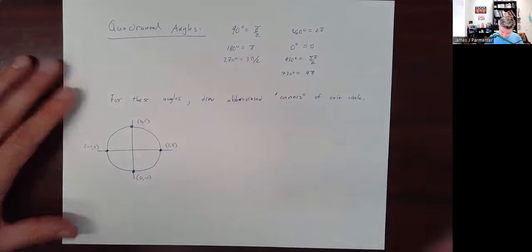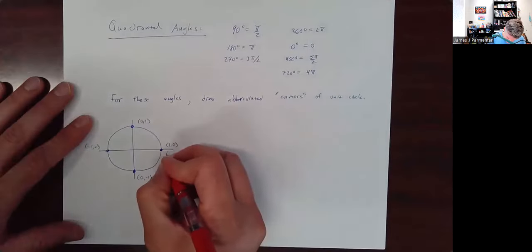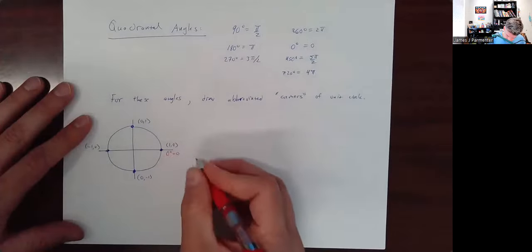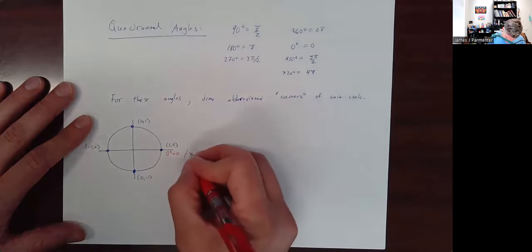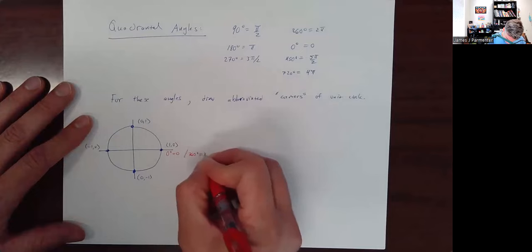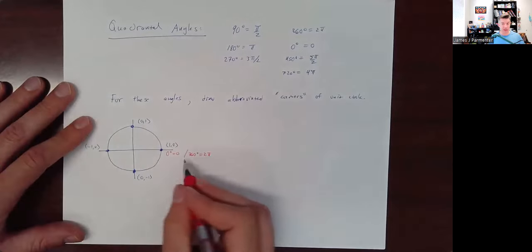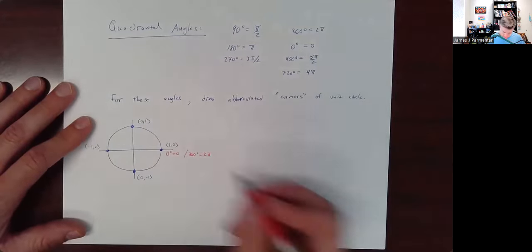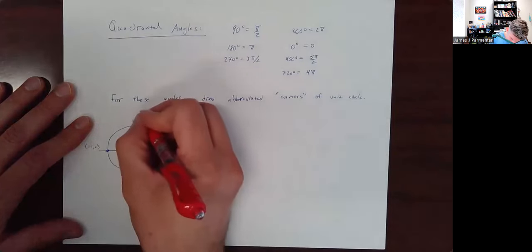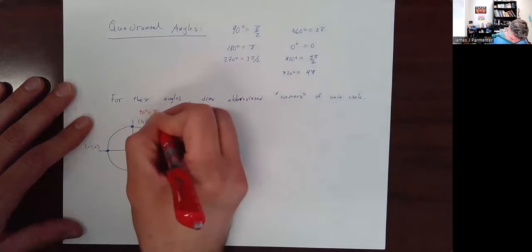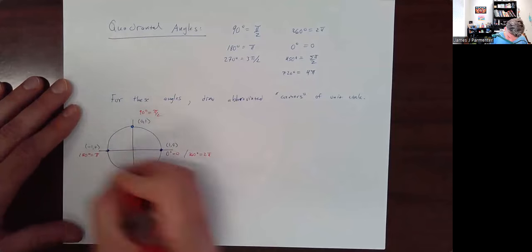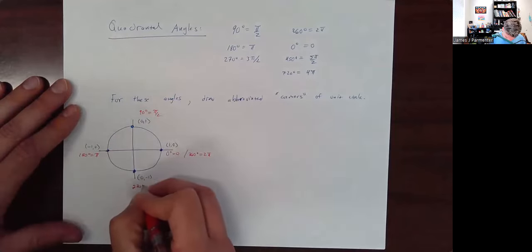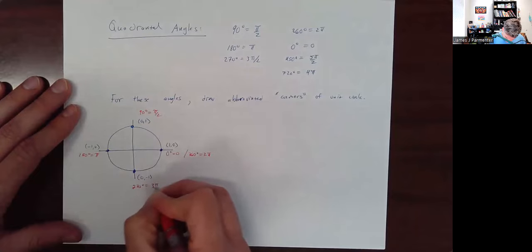And then the angles. Here, the angle is 0 degrees or 0 radians. And then if you've made a full revolution, it's 360 degrees, 2 pi radians. These are not the same angles, but they are coterminal. Up here, you have 90 degrees, which is equal to pi/2 radians. Over here, you have 180 degrees, which is equal to pi radians. Down here, you have 270 degrees, which is equal to 3 pi/2 radians.